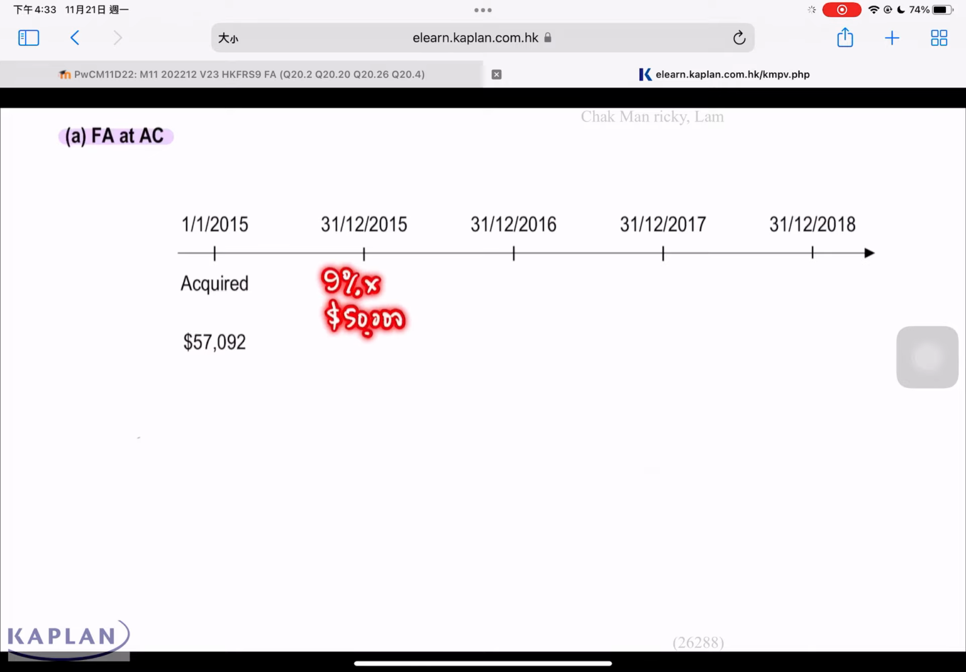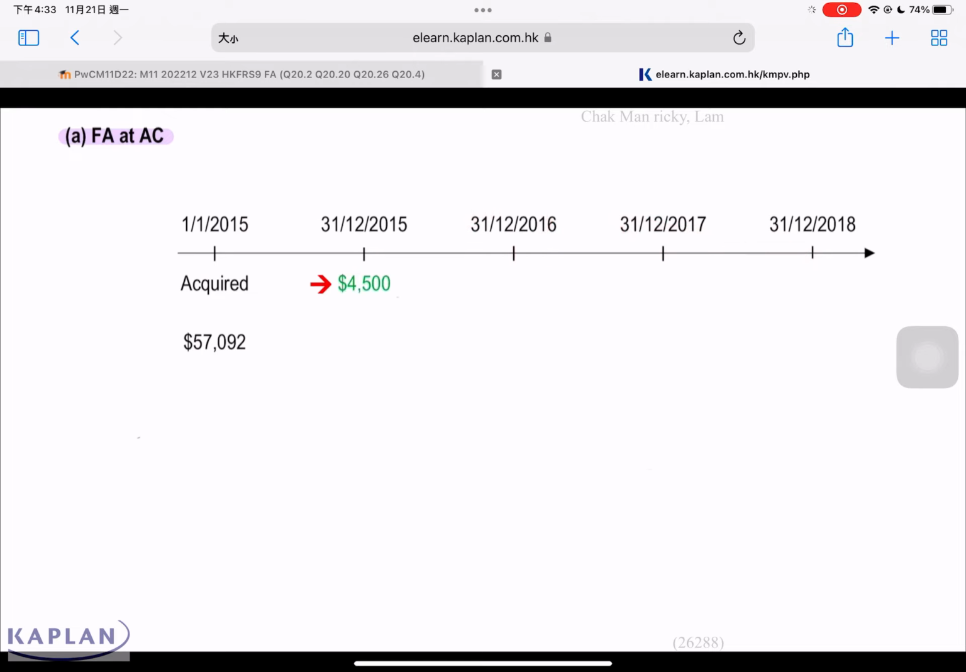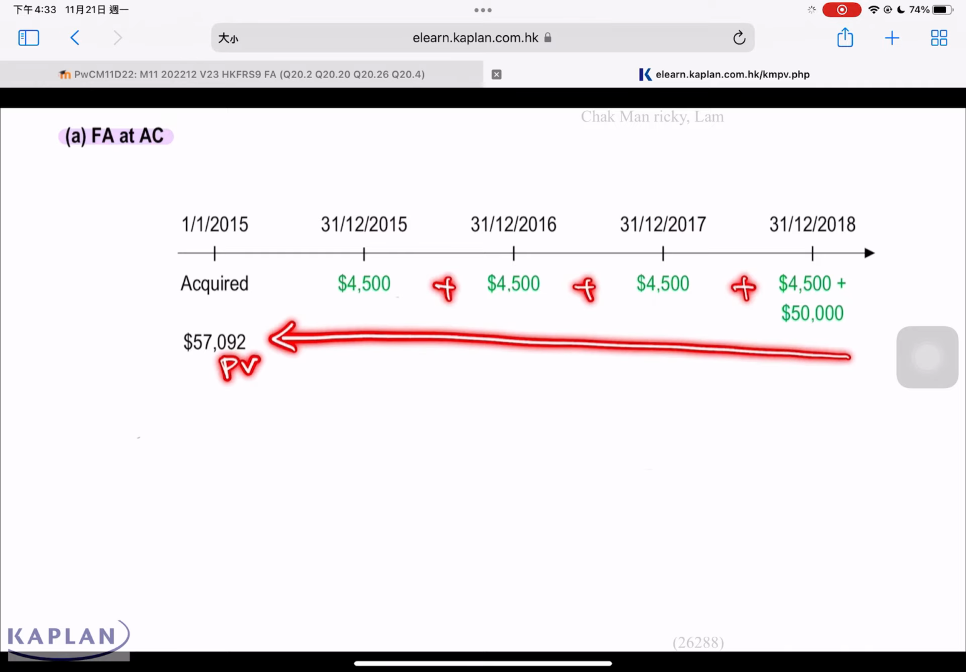by $50,000. When we talk about cash flow, you have to look at the contract. Contractually, we're going to receive 9%, 9%, 9%, 9% over the 4 years. At the end of year 4, we're going to take back the 50,000. 4,500, 4,500, 4,500, 4,500 plus 50,000. This is the contractual cash flow over the 4 years. We have to discount this to a present value of 57,092.